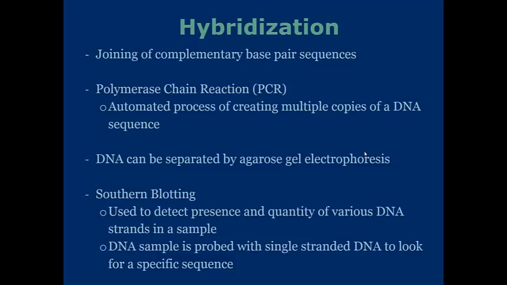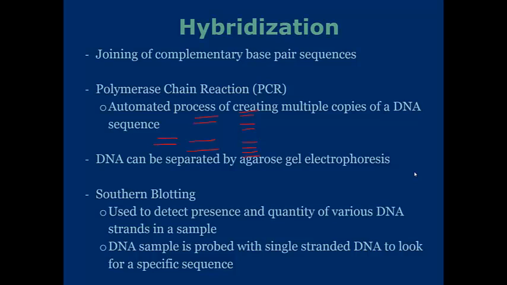Polymerase chain reaction, or PCR for short, is the automated process of creating multiple copies of a DNA sequence. So what happens is if you have one sequence, it's copied over and over again, and this is done exponentially. This can go indefinitely, and this is a good way to replicate multiple copies of a sequence.